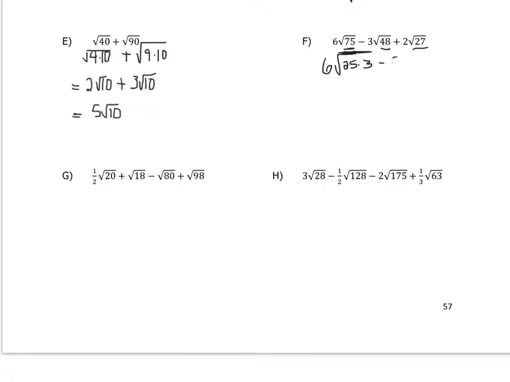That would be 48 has a perfect square factor of 16. 16 times 3 is 48. And 27 has a perfect square factor of 9. 9 times 3 is 27.